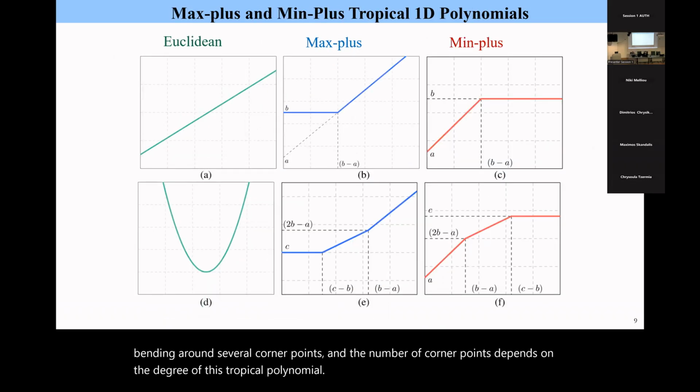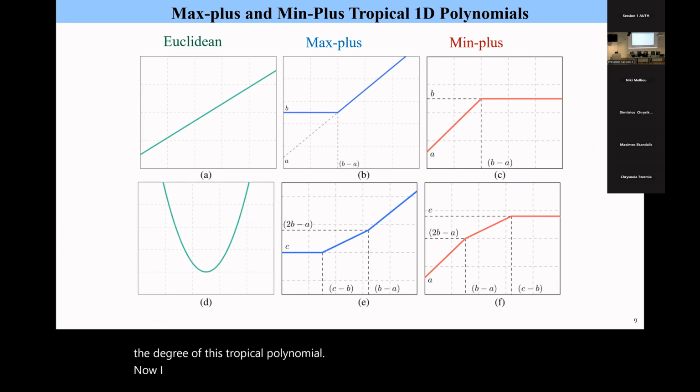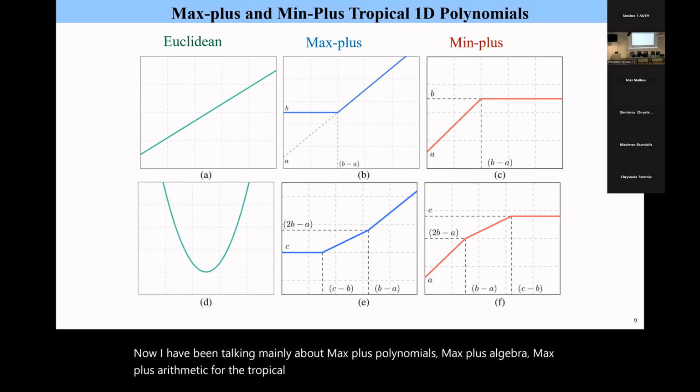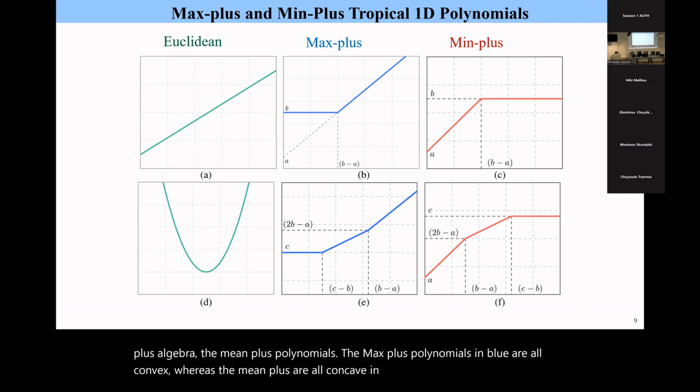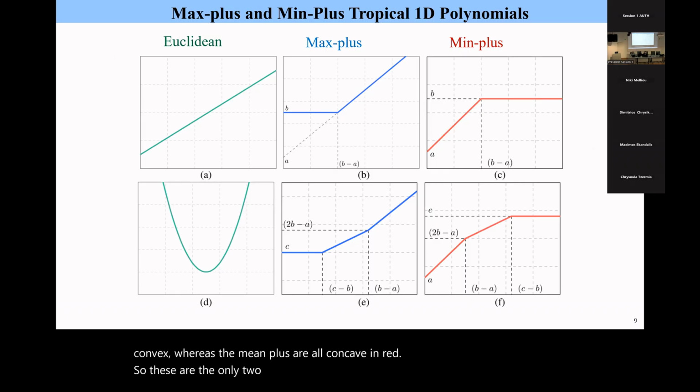Now, I have been talking mainly about max plus polynomials, max plus algebra, max plus arithmetic for tropical geometry, but a dual view is to talk about the min plus algebra, the min plus polynomials. The max plus polynomials in blue are all convex, whereas the min plus are all concave, in red. So these are the only two differences.